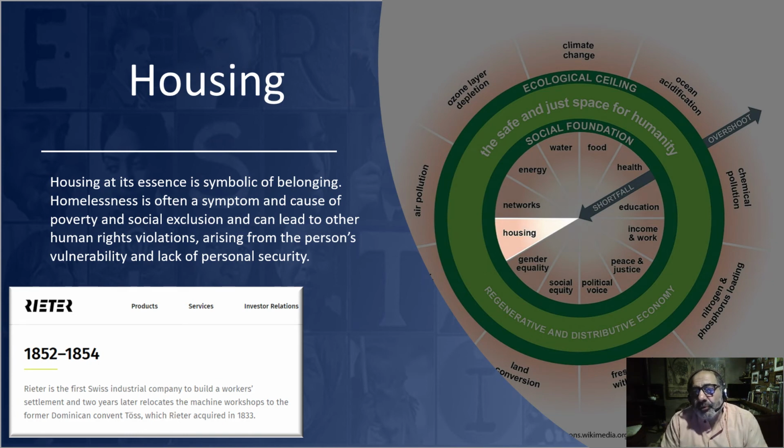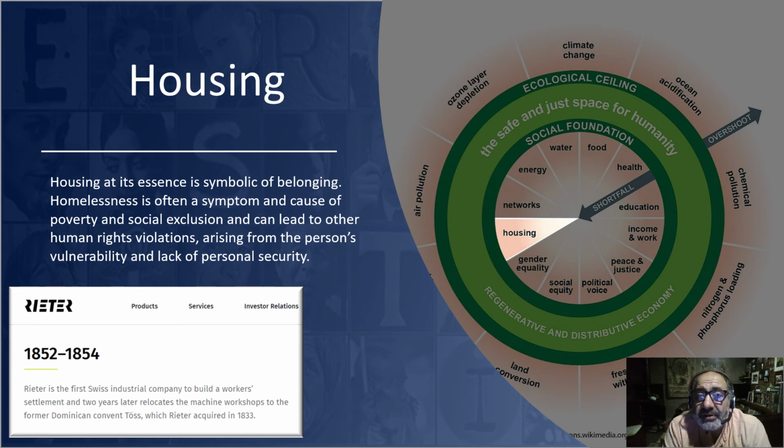Housing as well. Kate Raworth suggests that housing is important for workers, or for people in general, who are under critical human deprivation. At its essence is symbolic of belonging. Homelessness is often a symptom and cause of poverty and social exclusion, and can lead to other human rights violations arising from persons' vulnerability and lack of personal security. Nothing nicer than being able to go home at the end of the day or at night, and that's your haven.